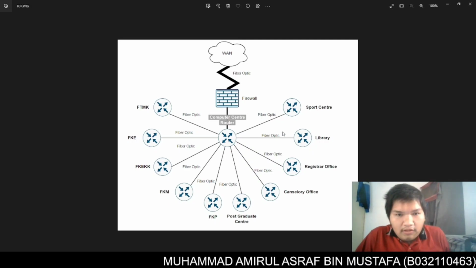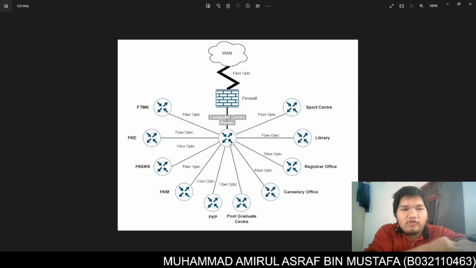In this design, the main reason that we are proposing this star topology is because it has high fault tolerance. Since every subnetwork has its own dedicated connection to the main router, let's say if there is a technical failure or network issue in the FTMK, only the FTMK facility will be affected, while other subnetworks will not be affected since they have their own connection to the main router. This characteristic also helps us to easily pinpoint the root of the trouble. If FTMK has a technical issue, of course the problem lies in FTMK since others have no issue.